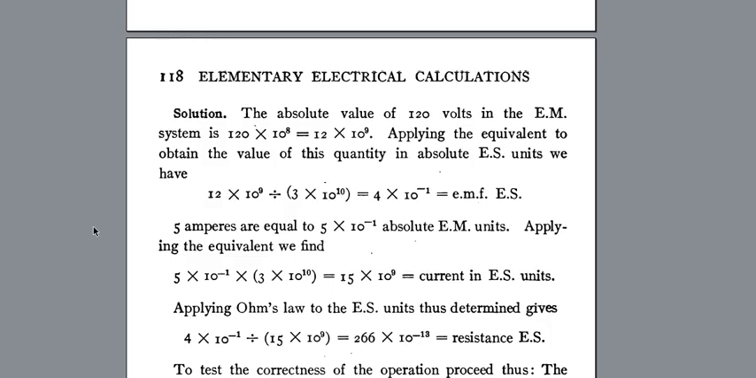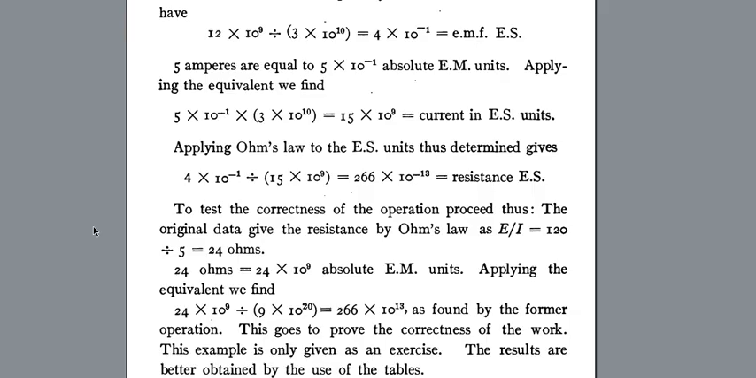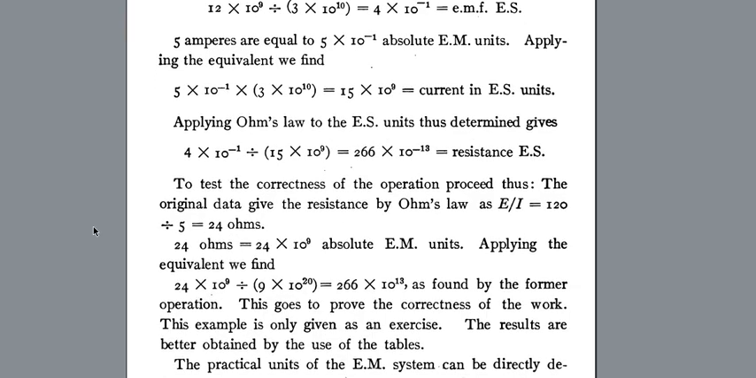5 amperes are equal to 5 multiplied by 10 raised to the power of -1 absolute electromagnetic units. Applying the equivalent gives 5 multiplied by 10 raised to the power of -1 multiplied by 3 multiplied by 10 raised to the power of 10, equals 15 multiplied by 10 raised to the power of 9, which is the current in electrostatic units. Applying Ohm's law to the electrostatic units determined above gives 4 multiplied by 10 raised to the power of -1 divided by 15 multiplied by 10 raised to the power of 9, equals 266 multiplied by 10 raised to the power of -13, which is the resistance in electrostatic units.